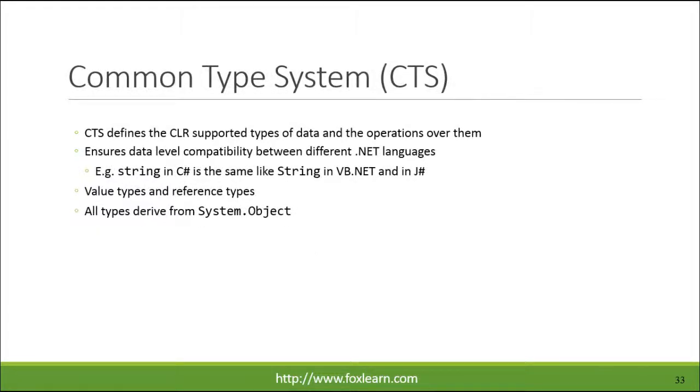CTS defines the CLR supported types of data and the operations over them. Ensures data level compatibility between different .NET languages, e.g. string in C# is the same as string in VB.NET and in J#. Value types and reference types. All types derive from System.Object.